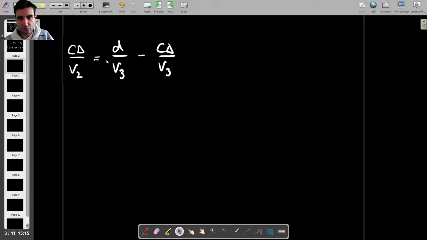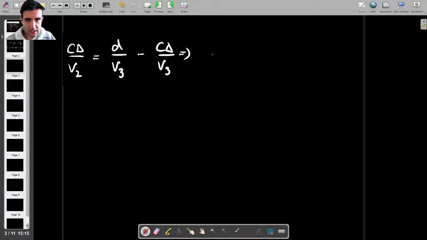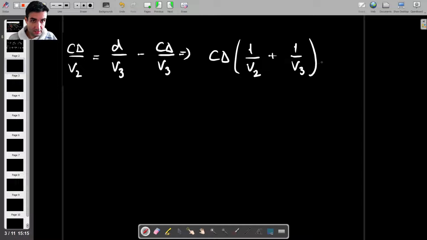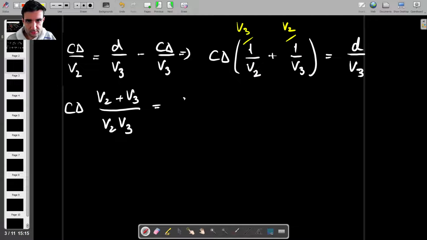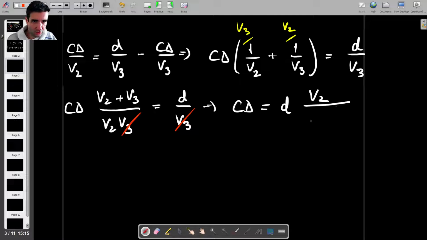And then what we can do is I will put the CDs on one side, so I'll factorize CD times 1 over V2 plus 1 over V3, and that's equal to D over V3. Okay, so let's amplify this fraction by V3 and this one by V2, and we'll end up with CD times V2 plus V3 over V2 V3, and this is going to be D over V3. We can cancel out the V3s, and then we have CD equals D times V2 over V2 plus V3.